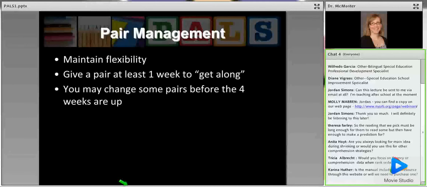So if you can, I would give kids some time to get along, but don't feel like you have to live with something that's not working well. You can change pairs before the 4 weeks are up.